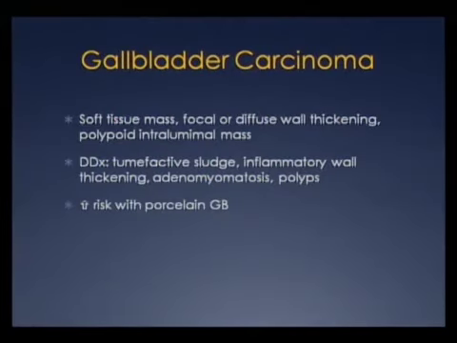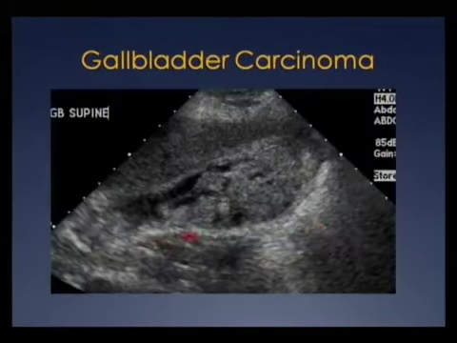Now, gallbladder carcinoma we don't see very often. It can have a variable appearance. It can be a focal soft tissue mass, focal or diffuse wall thickening. It can be a polypoid intraluminal mass. Tumefactive sludge can mimic it, adenomyomatosis, polyps, and again, increased risk with porcelain gallbladder. So here's a patient with a large intraluminal mass filling the gallbladder. This is gallbladder carcinoma.